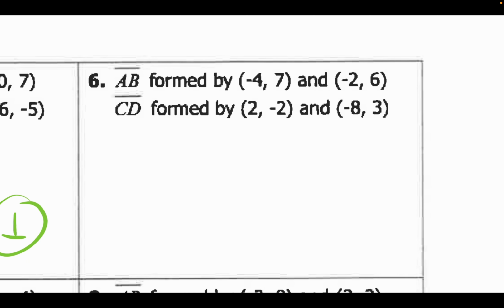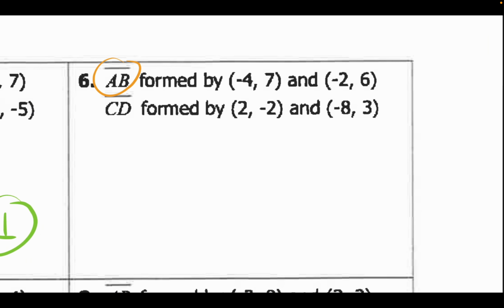Number 6. Finding the slope of the first one, I end up having 7 minus 6. Finding the slope of the x values, the difference of the y values, I will write, try that again, a negative 4 minus a negative 2. So I end up having 1 over negative 2 as I add those.